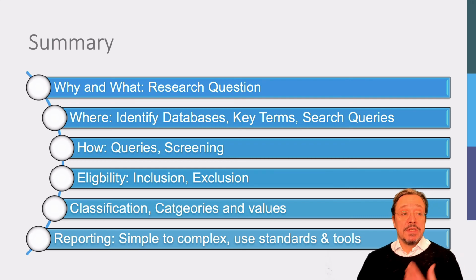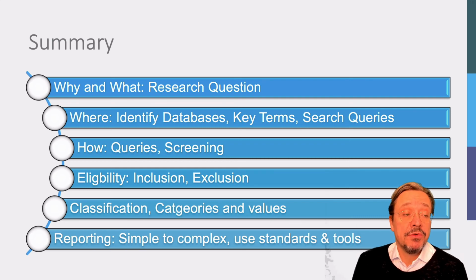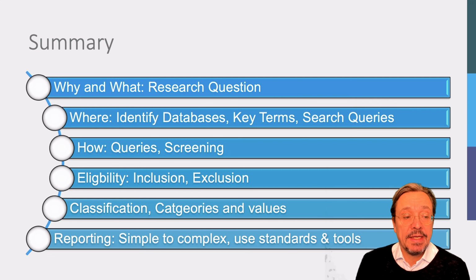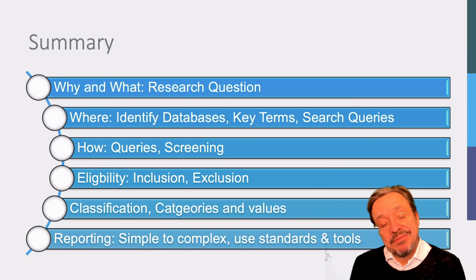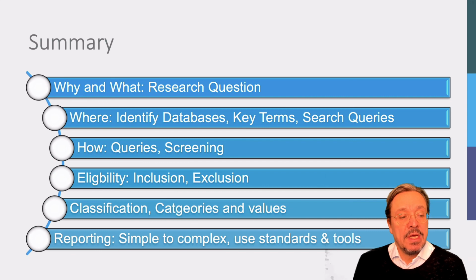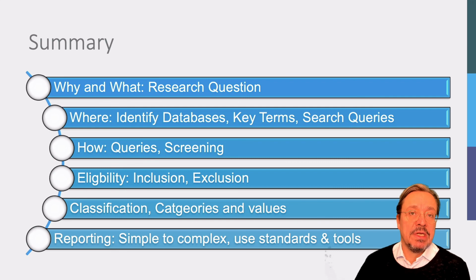And just to sum up: focus on your research question, identify databases, key terms, work with queries, vary the queries. In the screening, you can have different inclusion and exclusion criteria than later on. In the eligibility, you need to have them well formulated. Classify, use categories and values, and when you do the reporting, start with the simple one-dimensional results and then go to higher level results and reporting.